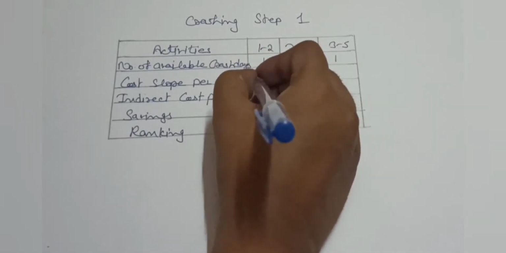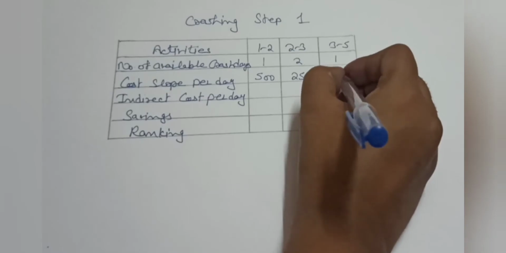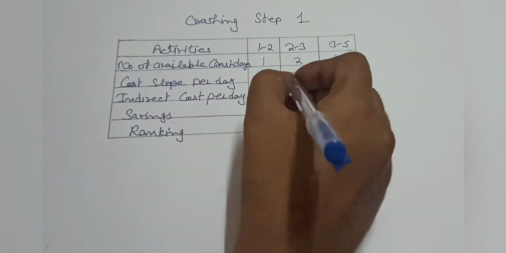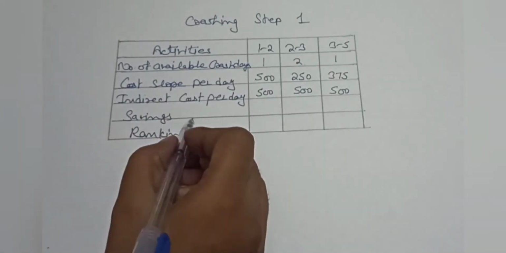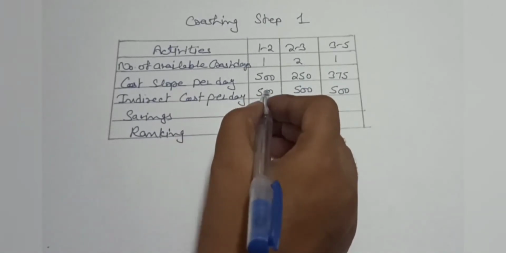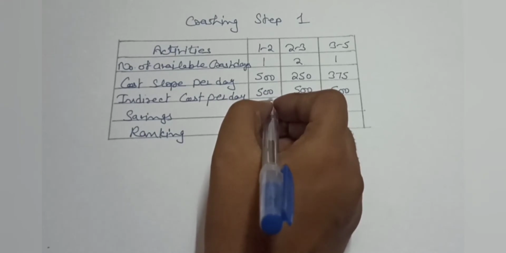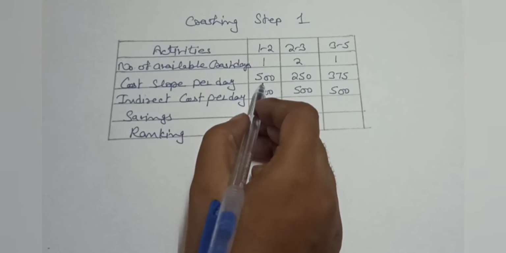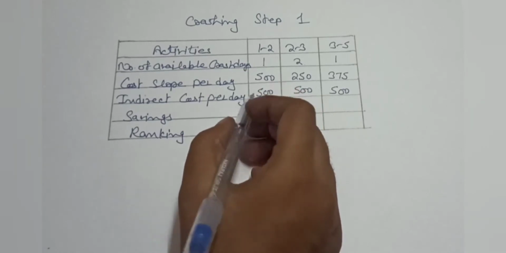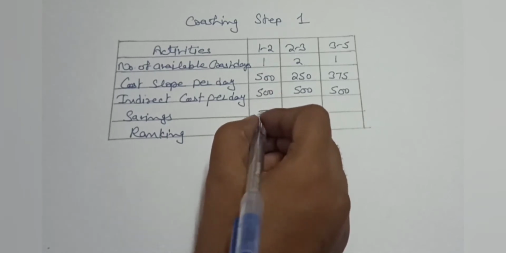So we will write here 500, 250 and 375. And you know very well, indirect cost is 500 for every day. So you can see our saving is nothing in this case, because cost slope is 500 and also indirect cost is 500. If our duration will be reduced by 1 day, then our crash cost will be increased by 500 and our indirect cost will be reduced by 500. So the result will be nothing.